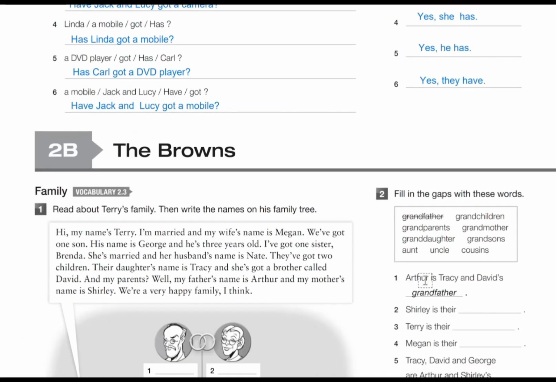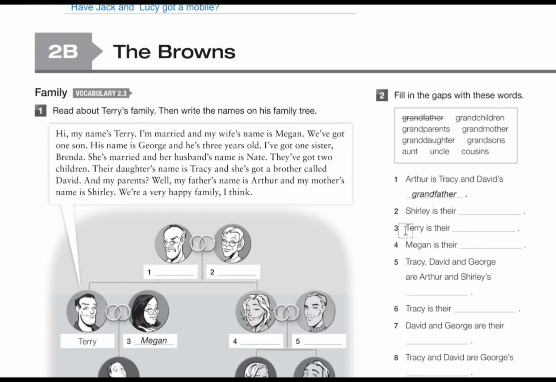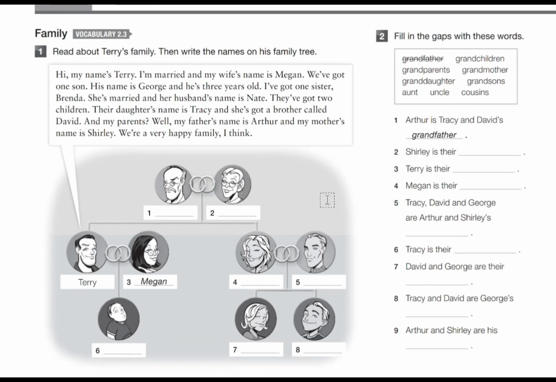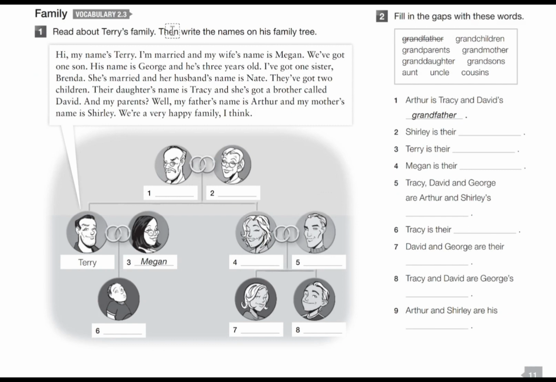Yeah. So page 11, 2B. We're going to continue with 2B now, the Browns. Exercise 1. We need to read about Terry's family. As you can see, we've got some information about Terry's family, and then we write the names on his family tree. Right. Hi, my name is Terry. So this is the guy, Terry.